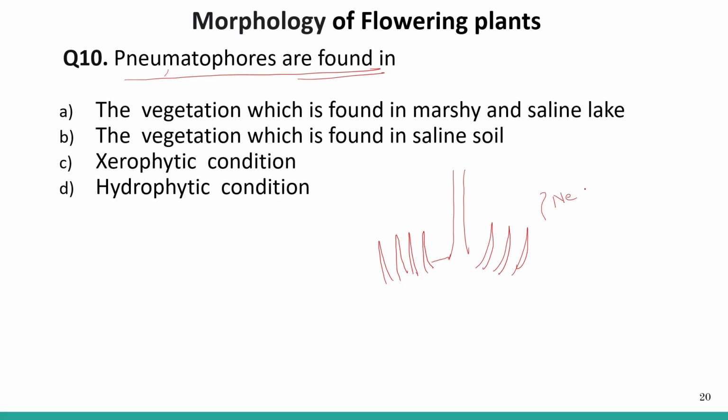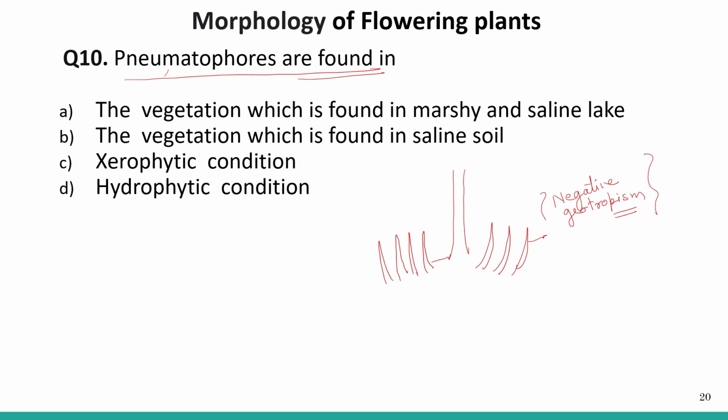negative geotropism. Generally the roots go down only, so that is positive geotropism. The roots always go down, so it is positive geotropism. But sometimes the roots go upward, and that is negative geotropism. This is one of the examples: pneumatophores.